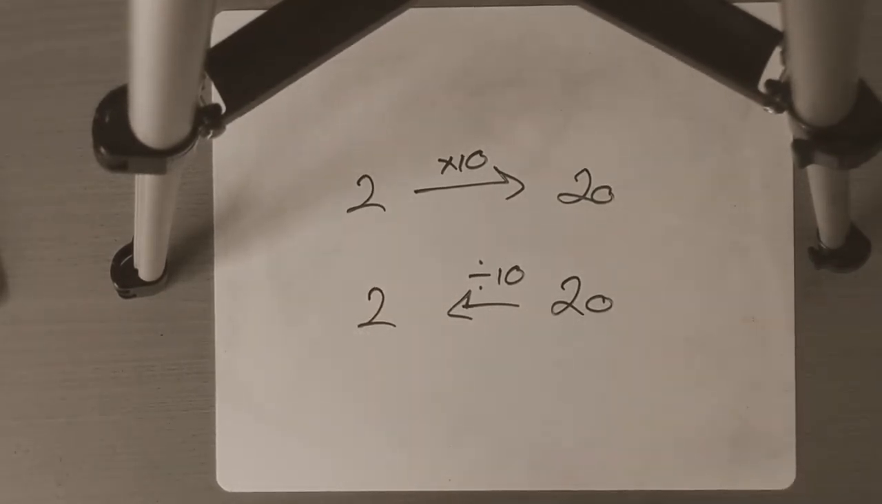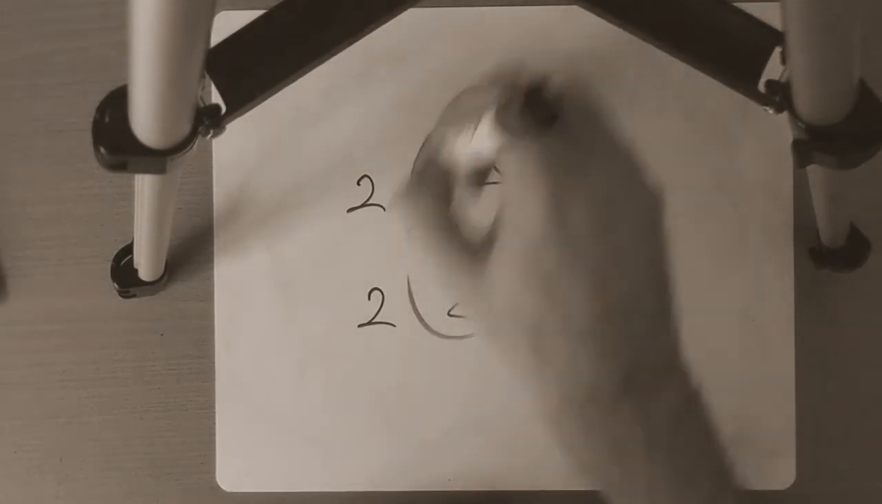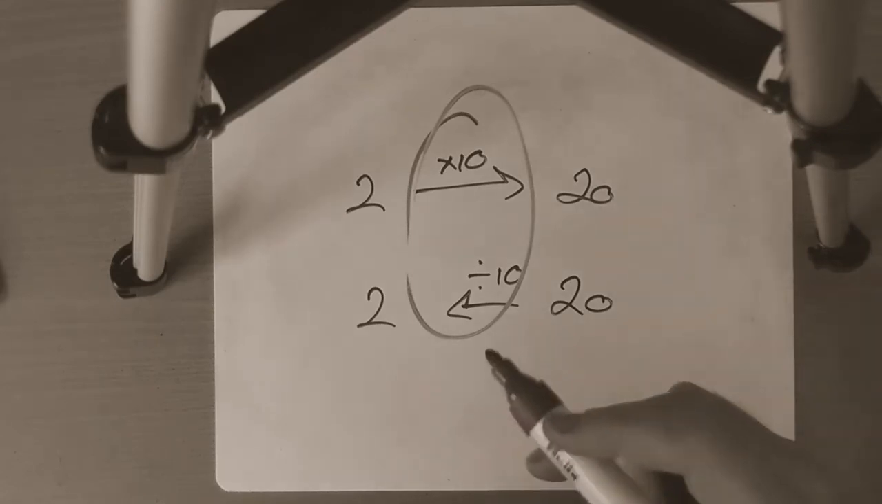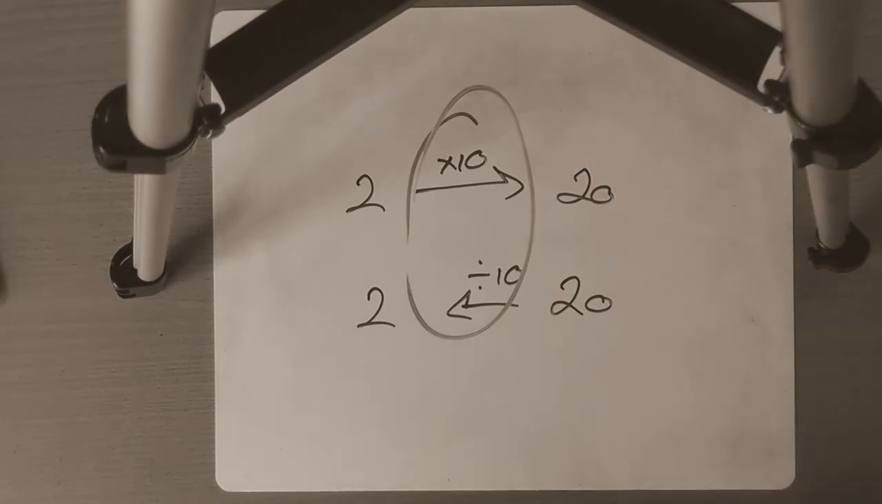So the times 10 and the divide 10, this bit happening in the middle, if I times by 10 and then immediately divide by 10, the times 10 and the divide by 10 are having no net effect. It's changing and then changing it back. It's doing something and then undoing it, because of this idea that timesing and dividing are kind of like opposites of each other. And if they're having no net effect, then they might as well not happen. The times by 10 and the divide by 10 might as well not be there.